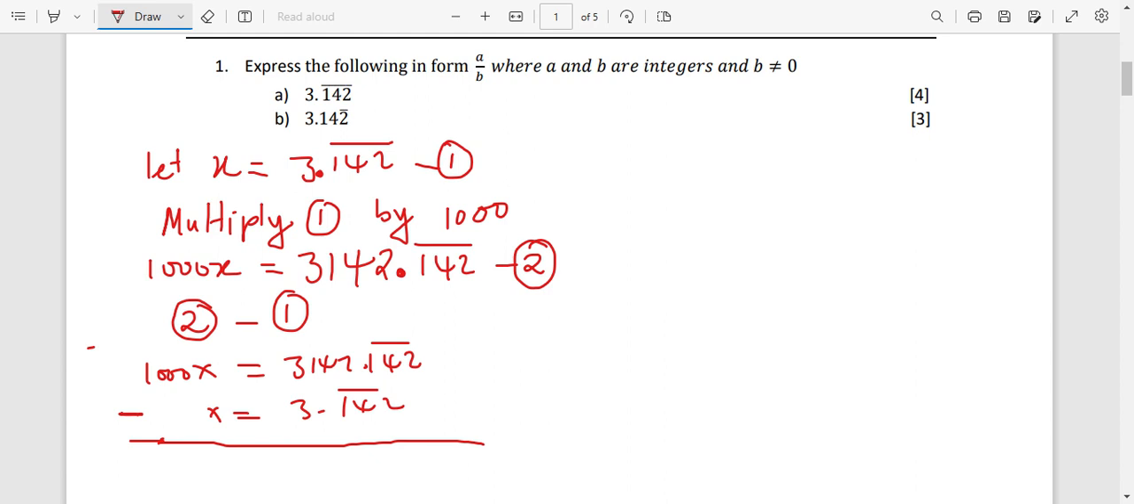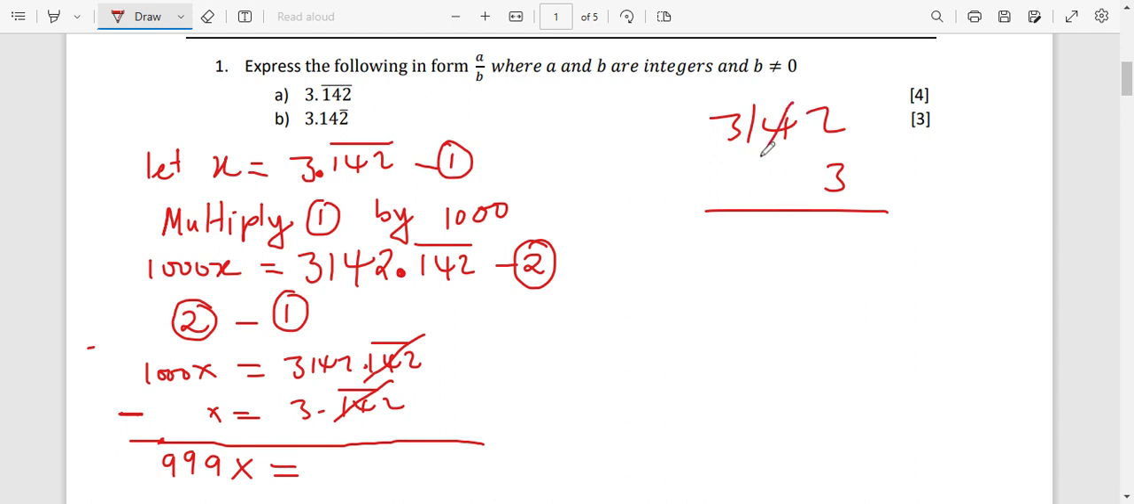Okay, so that is going to be 999x. Don't forget x. And that is going to be equal to... now, this is the reason you wrote the 0.142 on both equations: the 0.142 on the first one and the 0.142 on the second one are going to cancel out. So what will just remain is 3142 minus 3. Very simple. At the end you shouldn't get a value that has a decimal. Never get a value with a decimal.